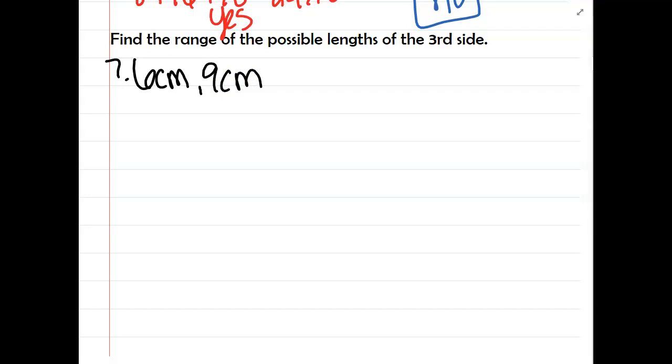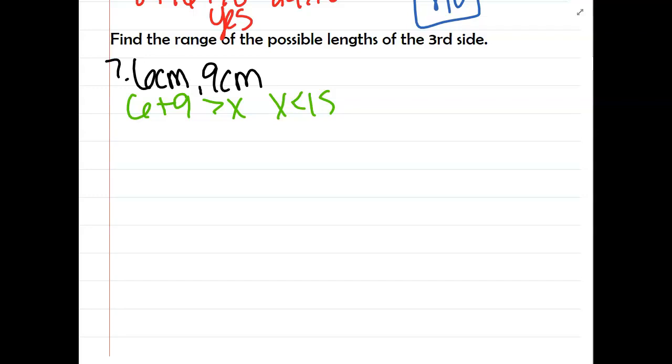Okay? Well, here's the thing. We're going to have to find a range, so it could be from this number to this number. I know that if I add these two together, if I take 6 plus 9, it has to be greater than that third side. So x, if 15 is greater than x, flip it around. That number has to be less than 15. Can't be bigger than 15.